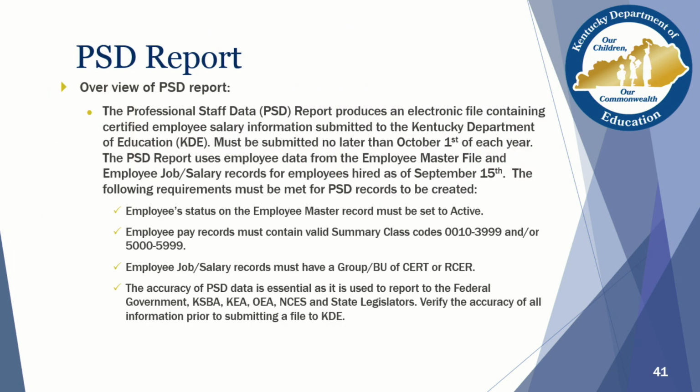Moving on to the PSD report. An overview of the PSD report is that it needs to be submitted no later than October 1st. The employee status on the employee master record must be set to active. Employee pay records must contain summary class codes 0010 to 3999 and/or 5000 to 5999. The employee job salary records must have a group BU of CERT or RCER.